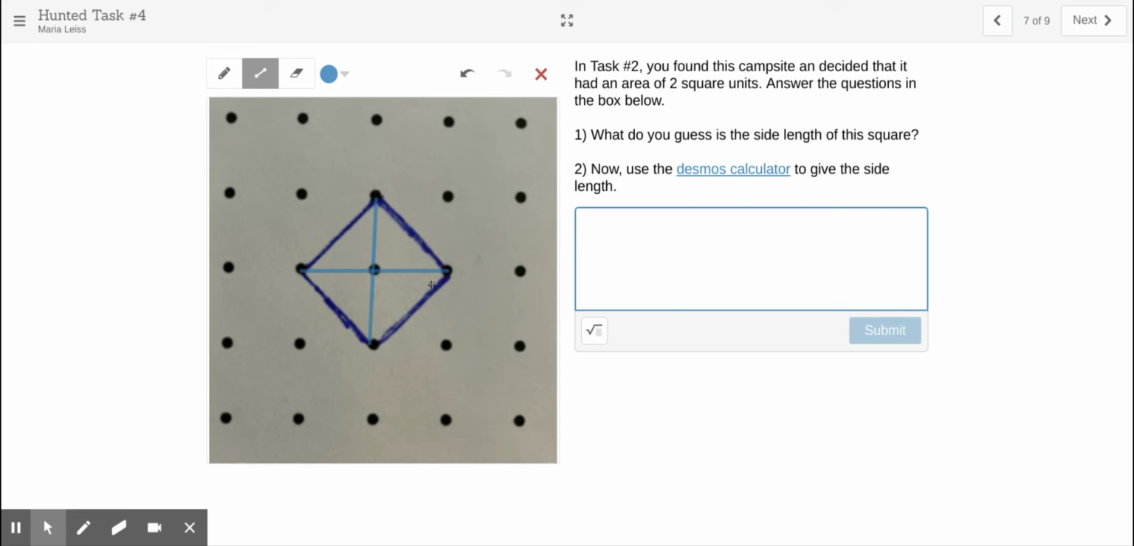1's not quite right, because 1 times 1 is 1. And if I actually measure this, or if I take this and slide it up, a reasonable guess might be between 1 and 2 units. Because if I take this and I swing it up, it's going to be in between the first and second over here. Now use the Desmos calculator to give the length. You're going to go into Desmos and take the square root of 2.